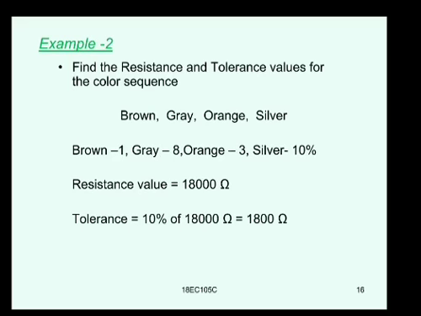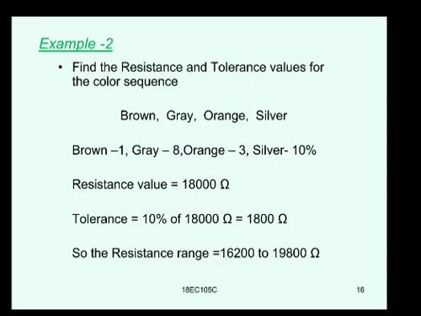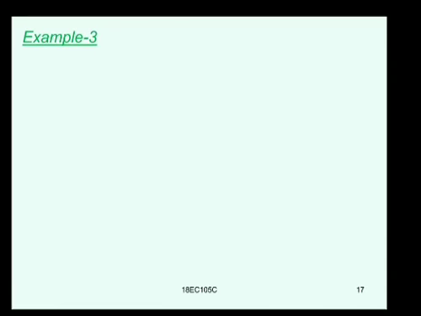So let us calculate that. It comes to 1800 ohms. And we know the tolerance will be plus or minus percent of that rated value. So it comes to 18,000 minus 1800, that will be 16.2 kilo ohms, to 18,000 plus 1800, that will be 19.8 kilo ohms, right? So the value can be between these two extreme limits.